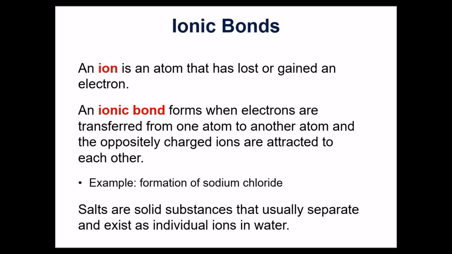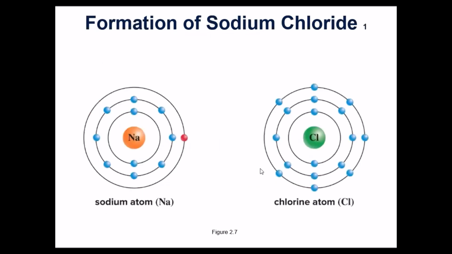And then when you form a bond with two ions that have oppositely charged ions associated with them, then you form an ionic bond. The classic example of an ionic bond is sodium chloride. Maybe you've heard of that before. That's salt. And so let's look at the formation of sodium chloride. I've got a sodium atom here. If you notice, the sodium atom has 1 electron on its outer energy level, one electron here.